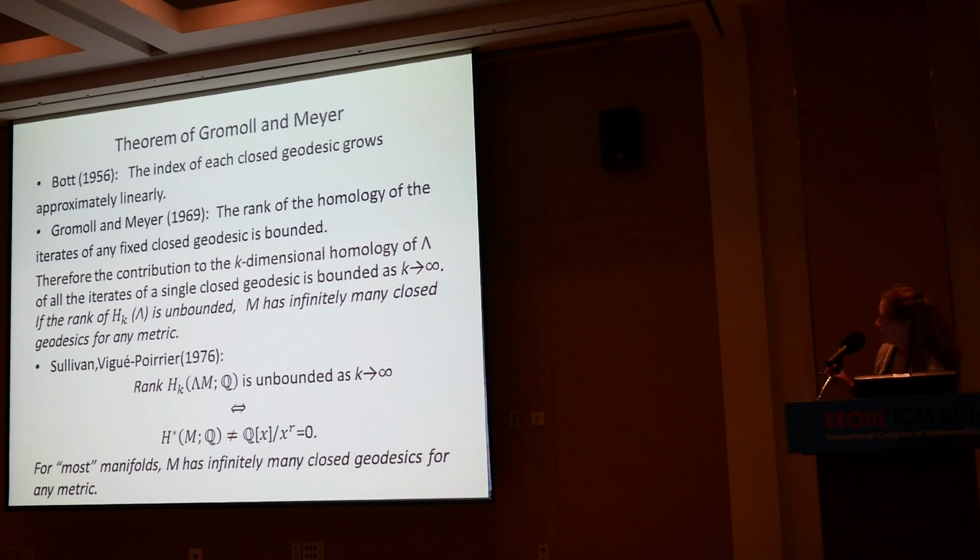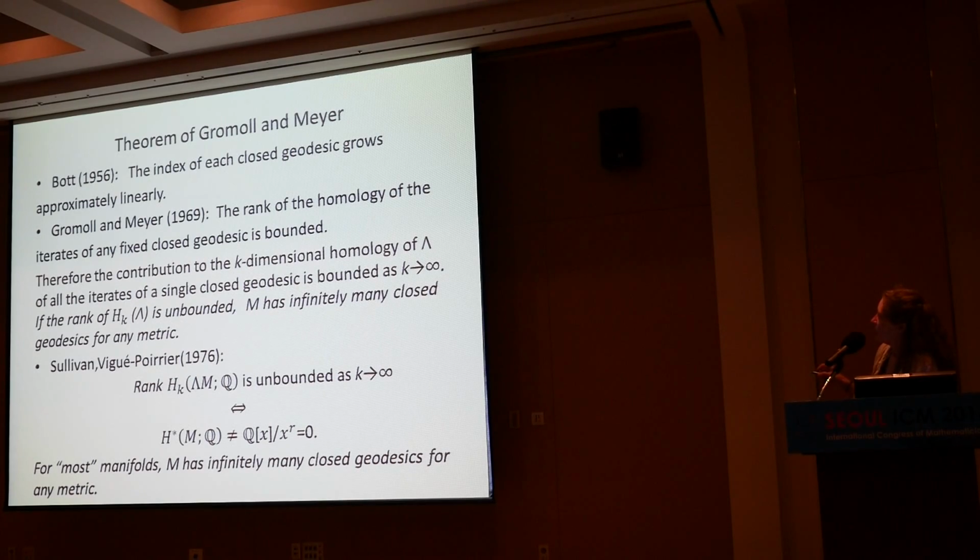And here's how this works. I think you should be able to understand the outline of the proof here. Bott proved in 1956 that the index of each closed geodesic grows approximately linearly. And Gromoll and Meyer proved in 1969 that the rank of the homology of the iterates of any fixed closed geodesic is bounded. So what that means is that if you pick one closed geodesic and you look at all of its iterates, the index in which the homology appears grows approximately linearly. Meanwhile, the amount of homology that comes from any given iterate is bounded, and therefore the contribution in any given dimension is bounded from any particular closed geodesic and its iterates.